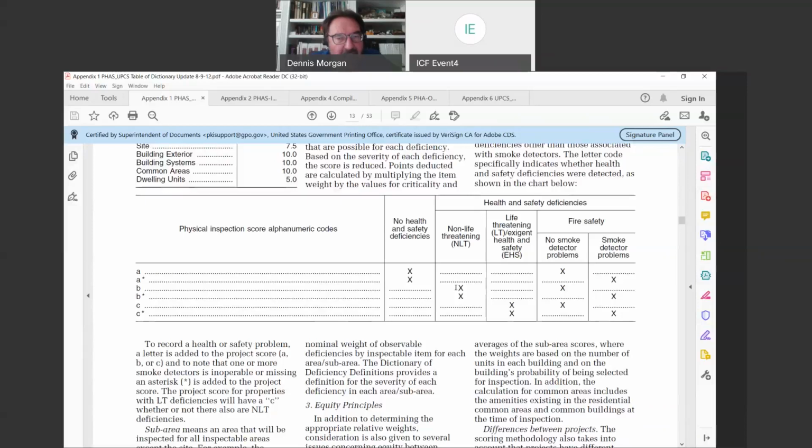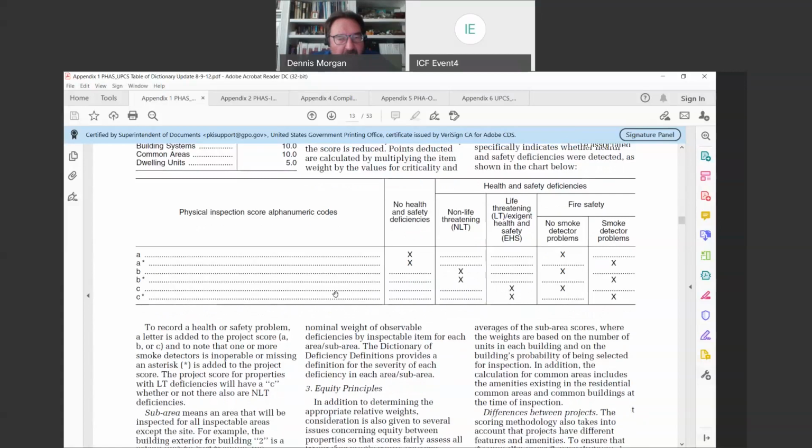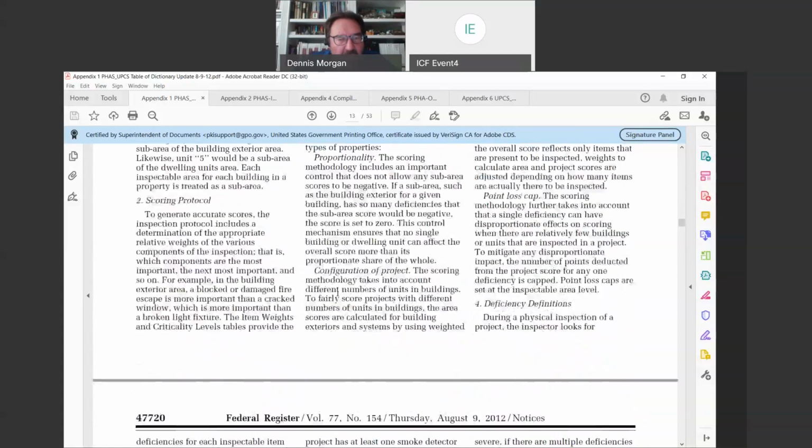B, at least one non-life threatening, but no smoke alarm. B star, at least one non-life threatening, and then I'll also have a smoke alarm. C, at least one life threatening or exigent health and safety, and C star, I'll also have at least one life threatening and at least one smoke alarm as well. So this is where you see a nice little summary of what that A, B, and C means, along with what that star means in terms of the performance of that particular property.